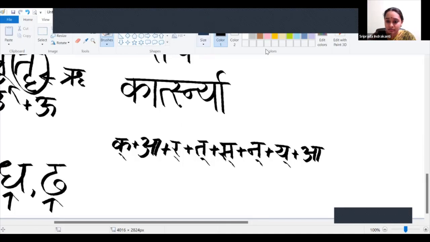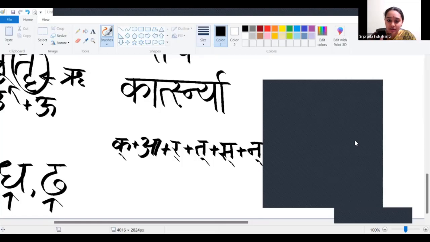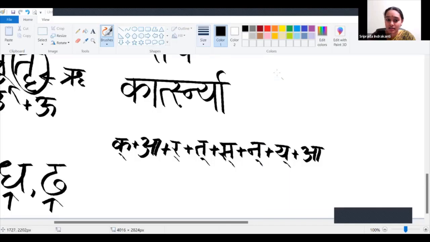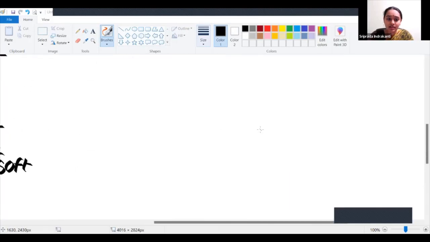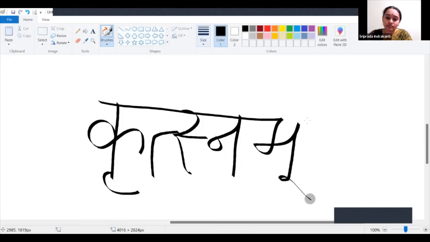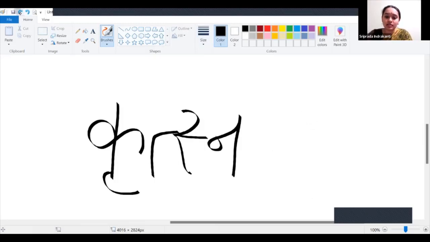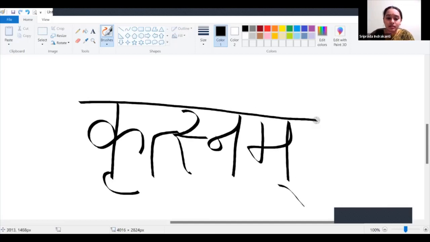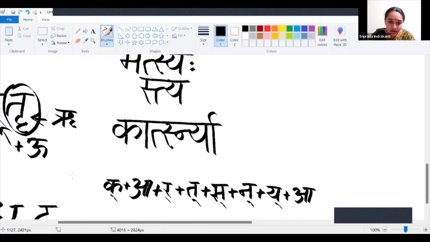Try to write it down. This word means entirety or everything, the entire thing. This is the feminine word. So kritsnam, kritsnaha, kritsnam. We can learn kritsnam. That is written similarly. Kritsnam. So that doesn't have the ya. So I chose this word. Kartsnya. K plus a plus r plus t plus s plus n plus y plus a. So we have 5 consonants together.